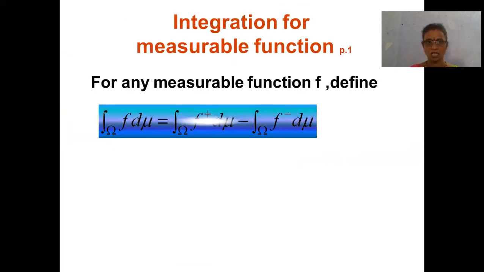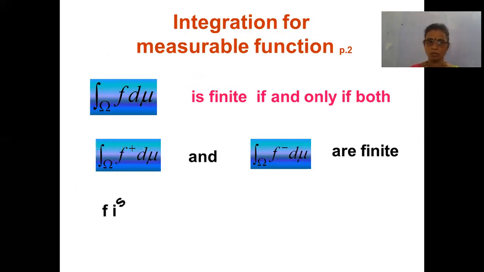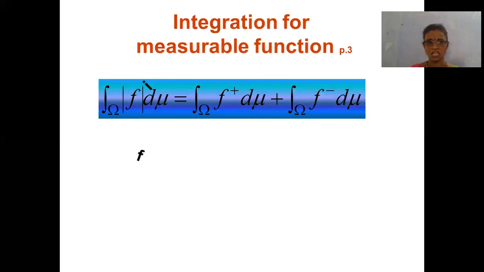Next, integration for measurable function. For any measurable function f, define integral over omega f d mu equal to integral over omega f plus d mu minus integral over omega f minus d mu, if the right hand side has a meaning. Integral over omega f d mu is finite if and only if both integral over omega f plus d mu and integral over omega f minus d mu are finite. Then f is called integrable.